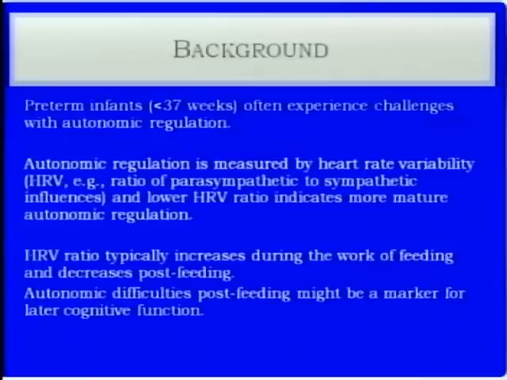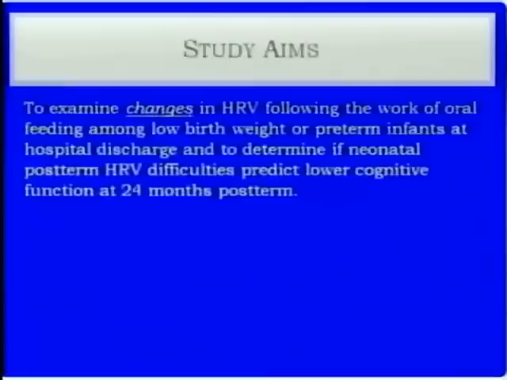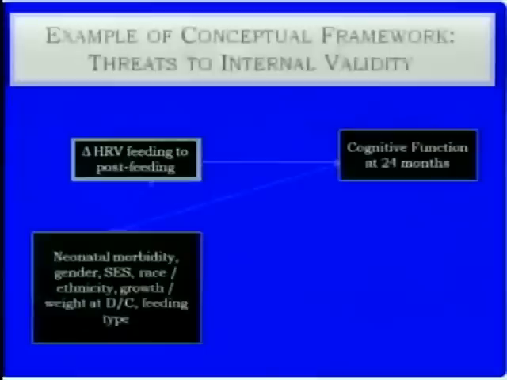However, it's possible that babies that have that increased work of feeding but then remain elevated and have difficulty coming back down, that particular difficulty might be a predictor for later cognitive function difficulties. And I won't go into all the mechanisms about why that is, but I'm happy to talk with you afterwards if you're interested. So what we wanted to do was to examine changes in heart rate variability following the work of oral feeding in this low birth weight preterm population at hospital discharge, to determine if difficulties post-feeding were predictive of later cognitive function at 24 months.